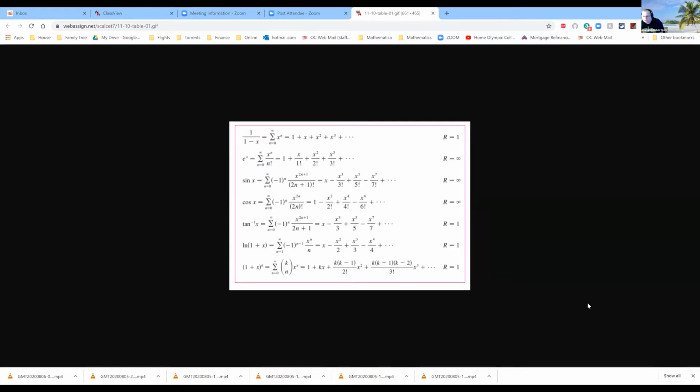Right, that's pretty much all you do. There's the natural log of 1 plus x. And I won't really worry about the bottom one. It's called the binomial expansion, and it's got some terms. That's probably the only one I wouldn't be too concerned about.